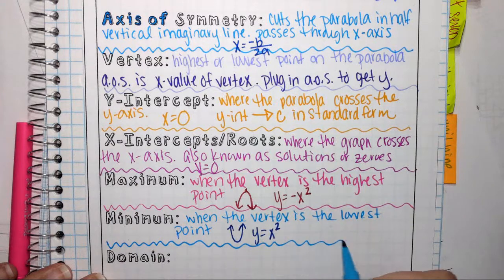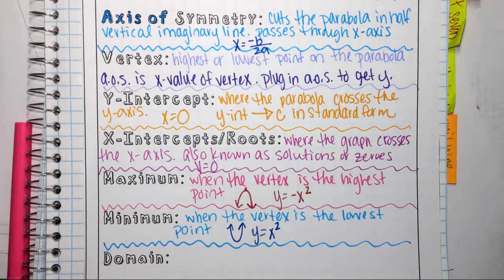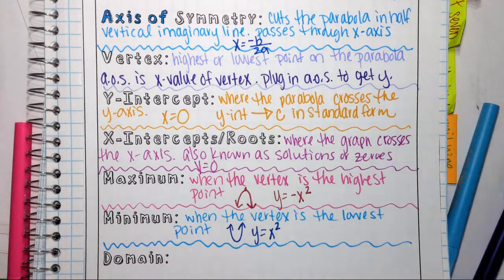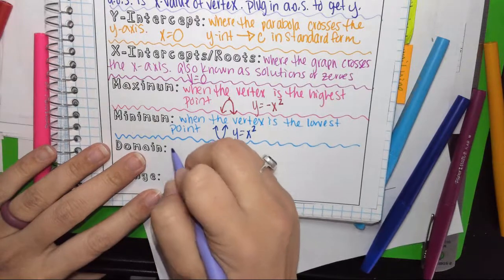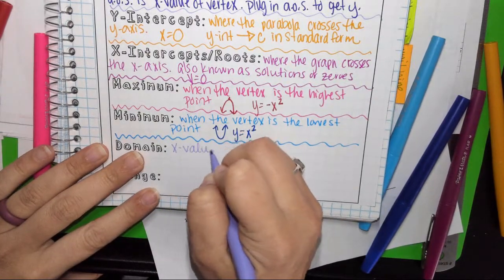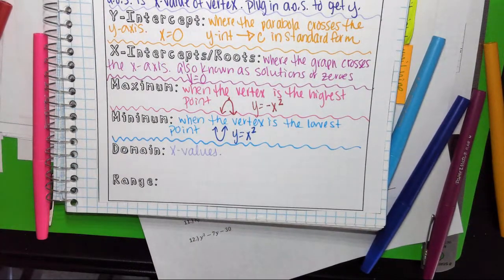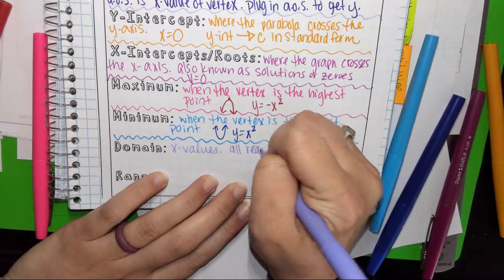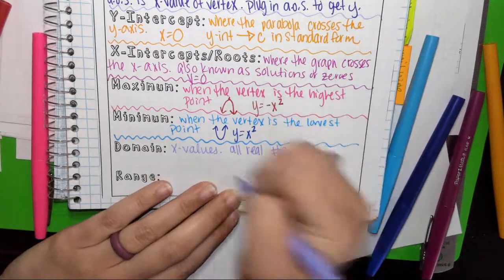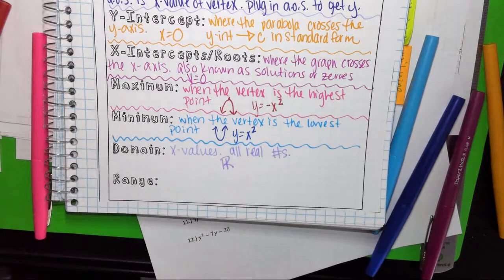All right, and our last two very important words are domain and range, which mean the same thing that they've meant the whole year. So what is domain? Your x coordinates. Good. So your domain is still your x values. And with a quadratic function, you can plug in any x value in the whole entire world, which means your domain is all real numbers. Or you can write that as your symbol.